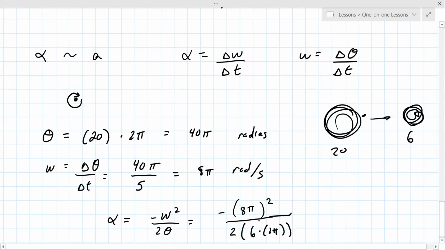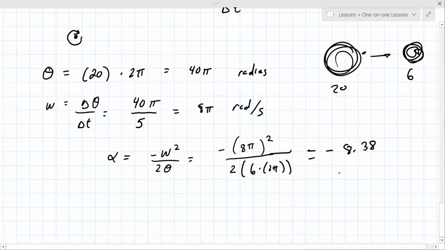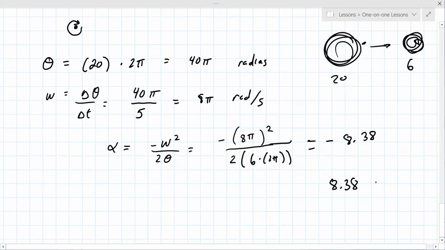So the calculation here is putting this in my calculator. You get minus 8.38. But since it wants the magnitude, it's just 8.38 radians per second squared.